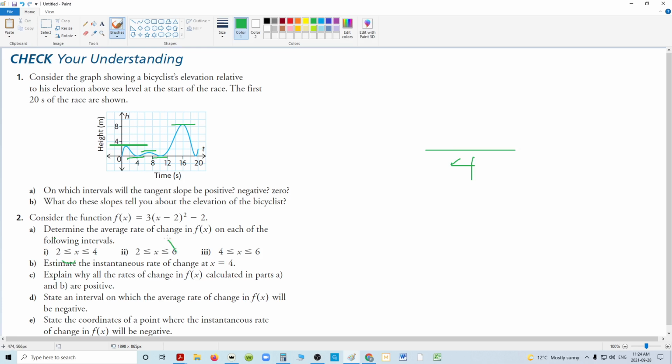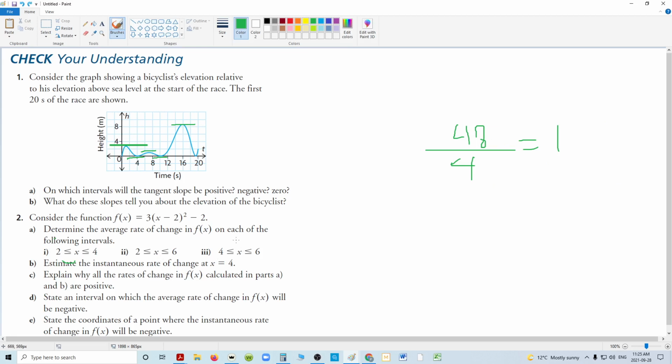What is the value of f of 6 when I plug it in? 4 squared is 16, times 3 is 48, minus 2 is 46. So you get 46 minus f of 2, which I already did earlier, which came out to minus 2. So minus minus 2 is plus 2. So you're talking 48 divided by 4, which is 12. So now it's changing 12 meters per second between that interval, twice as steep.